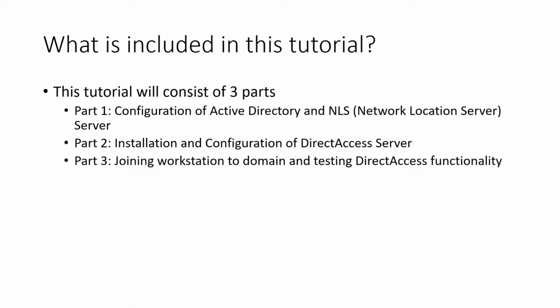So as a recap, we've done already part 1, configuration of Active Directory and NLS server, as well as part 2, installation and configuration of DirectAccess. In this part, we are going to go into our workstation and join it to the domain and test DirectAccess functionality. I have two virtual machines. One is a Windows 10 machine, and the second one is a Windows 7. In this situation, my servers are actually in remote locations, so I will be creating a VPN connection between my server and my workstations. So let's go ahead and begin.